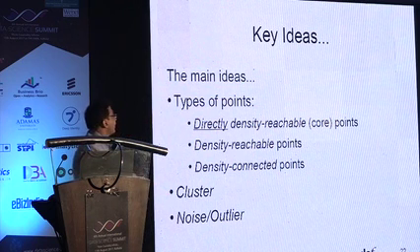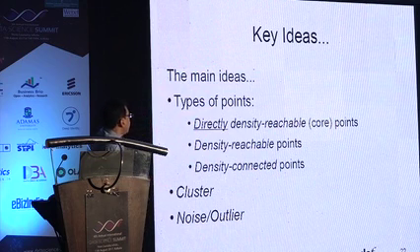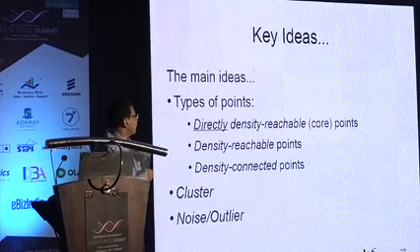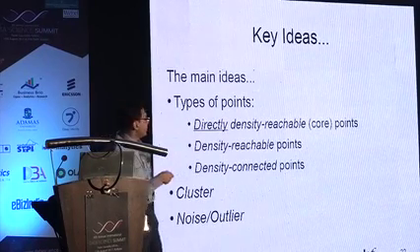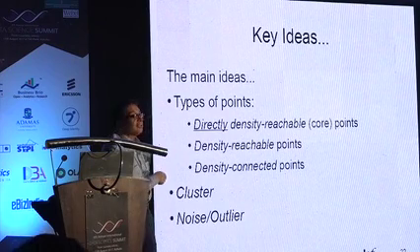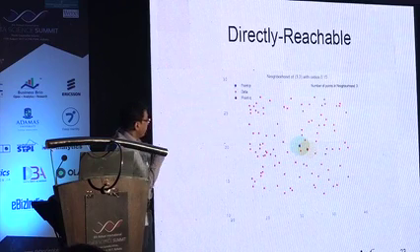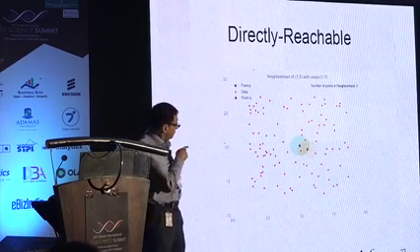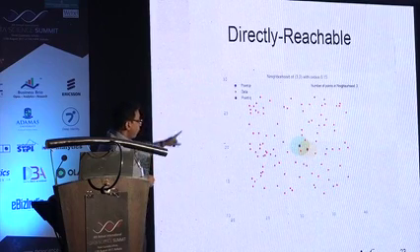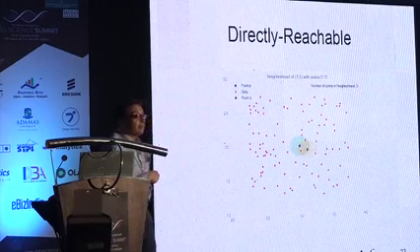Now the next idea is that there are different kinds of points. You have points which are directly reachable from points which are called core points, and then you have points which are density reachable. And again, these are just terms I will illustrate, and then there are density connected points. So for example, in the green circle there, you see this blue dot in the middle. If that is your central point, all these three red points are directly reachable from that point.